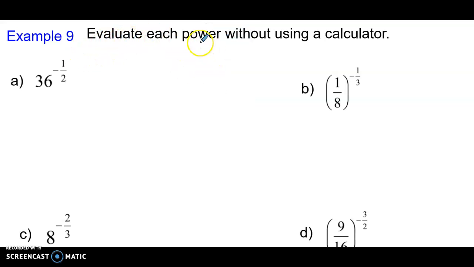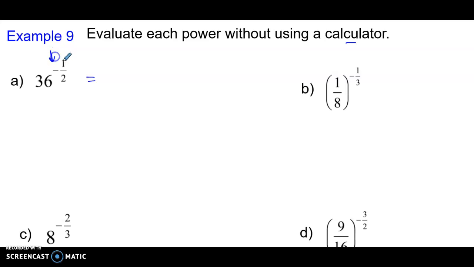In example 9, we're going to evaluate each power without using a calculator. So in this question, we're going to look at our exponents. We're going to take care of our negative exponents. We're going to take care of our fractional exponents in order to work these questions out. So 36 to the power of negative 1/2.